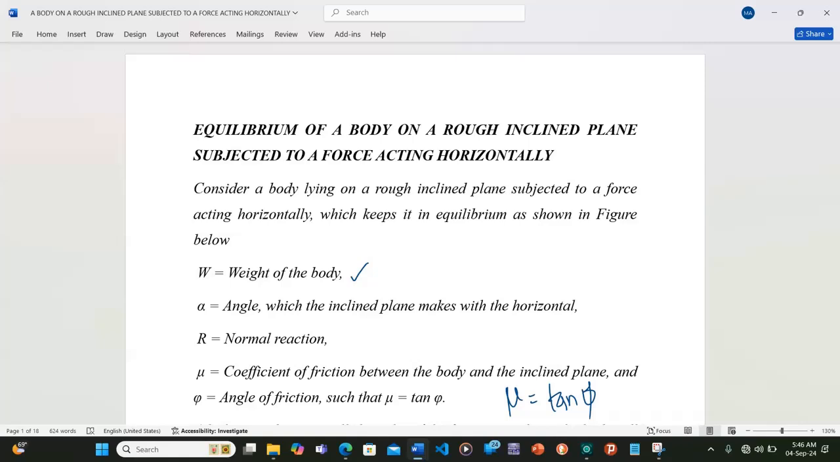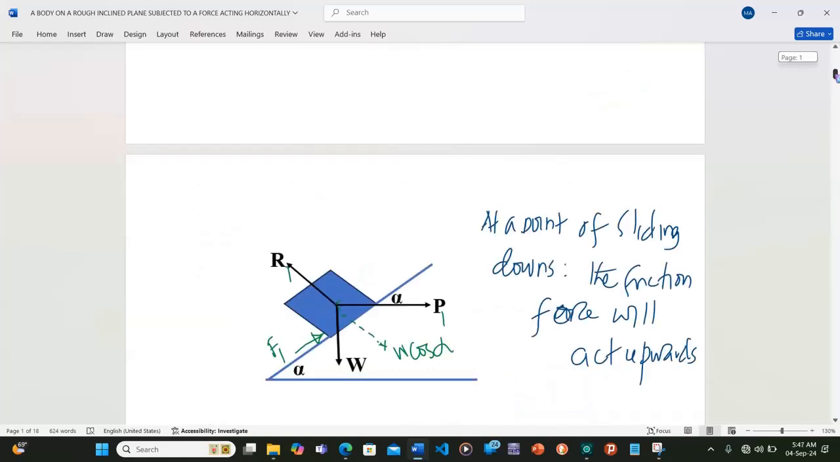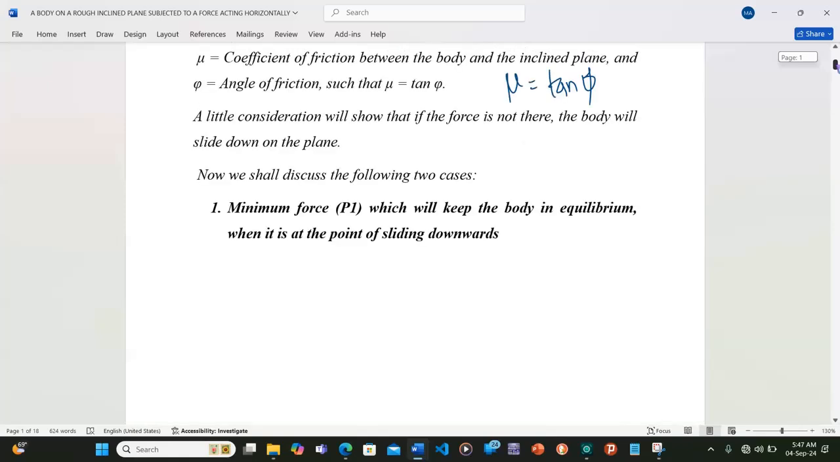So now in this particular lecture, we are going to be looking at a body on a rough inclined plane, and when it is subjected to a force that is acting horizontally. So we are looking at an inclined plane. We are going to consider a body lying on a rough inclined plane subjected to a force acting horizontally, which keeps it in equilibrium as shown below. So this is the body that we are talking about.